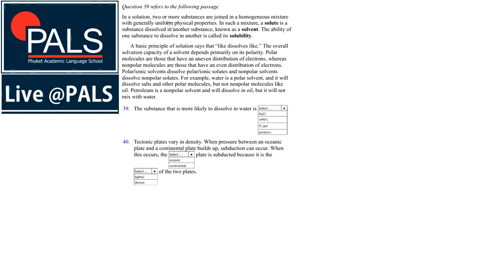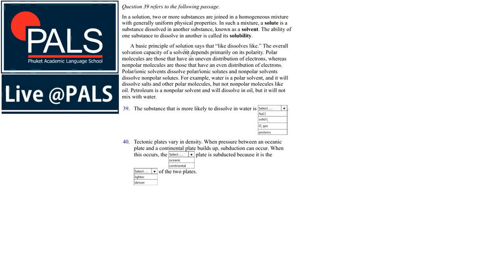In a solution, two or more substances are joined in a homogeneous mixture with generally uniform physical properties. In such a mixture, a solute is a substance that dissolves in another substance known as the solvent. The ability of one substance to dissolve in another substance is called solubility. So, very important definitions here. So again, this requires close reading.